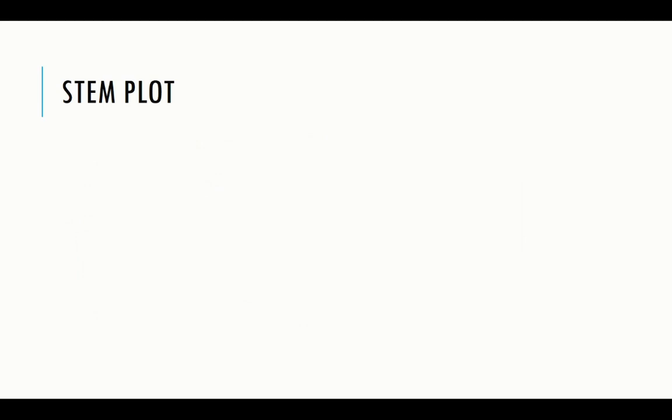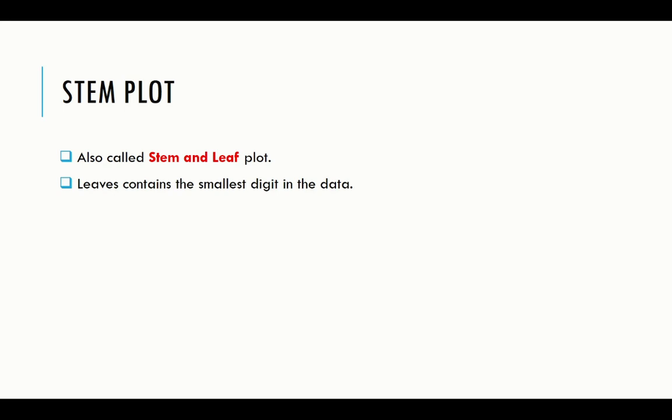Let's move on to the idea of a stem plot. And this is something you may have seen before. Maybe it was called a stem and leaf plot. It's also a pretty simple way of presenting data, but it can be very handy. Now, the leaves of our stem plot contain the smallest digit in the data. The smallest digit is the leaf, and the stem contains all of the other digits.